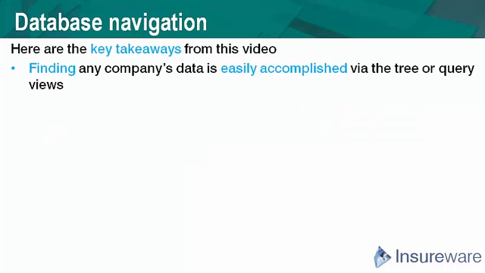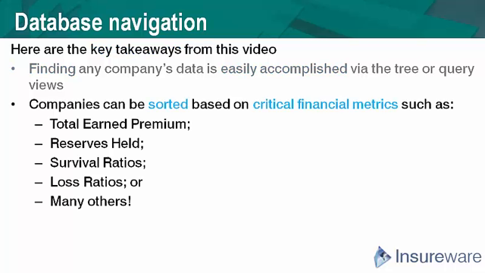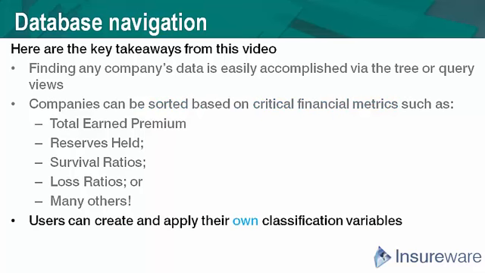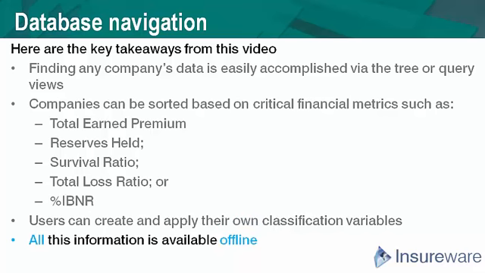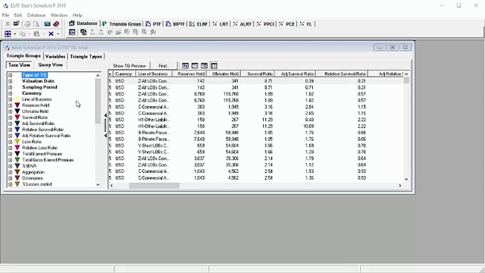Here are some key takeaways from this video. Finding any company's data is easily accomplished via the tree or query views. Companies can be sorted based on critical financial metrics such as total earned premium, reserves held, survival ratios, loss ratios, or many others. Users can create and apply their own classification variables. And all this information is available offline. Let's now open the application.